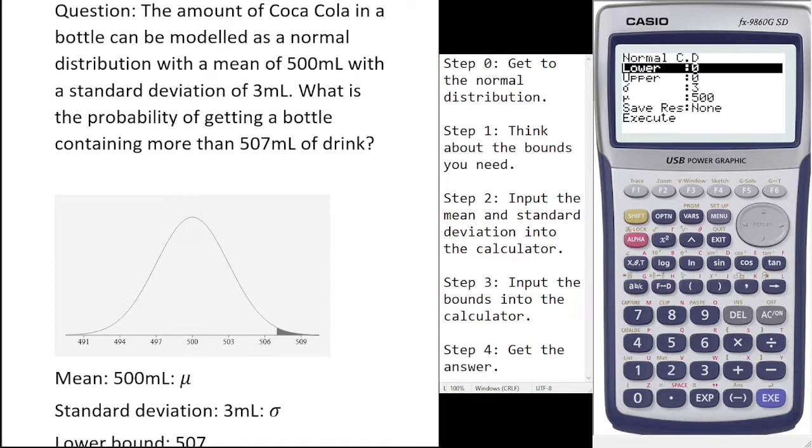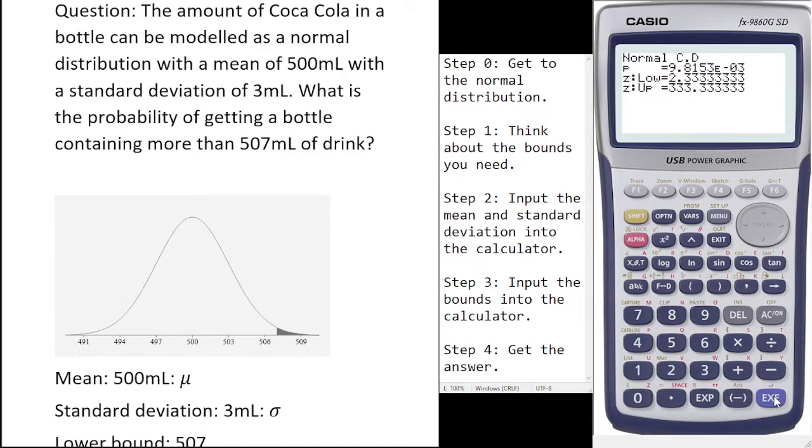Now for the lower bound, we're looking at 507 because that's where we start. But if we want to go on to functionally infinity, what we can do is put in a ridiculous number like 1500, which is going to be really far away from our mean of 500 here, given the standard deviation of 3. So we put in 1500 like this. This should functionally be fine. There are other ways to get to bigger numbers, but this is functionally not going to be that much different.